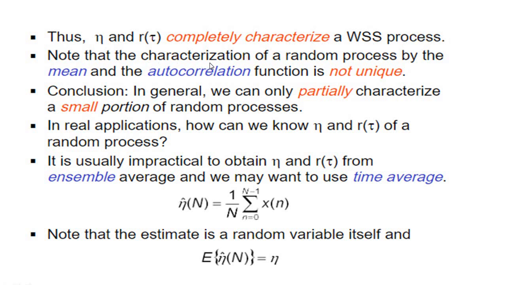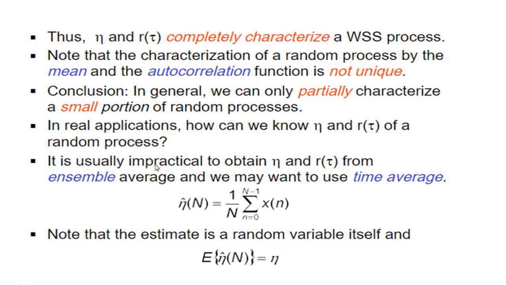Note that the characterization of a random process by the mean and the autocorrelation function is not unique. Conclusion: in general, we can only partially characterize a small portion of random processes. In real applications, how can we know eta and r of tau of a random process?